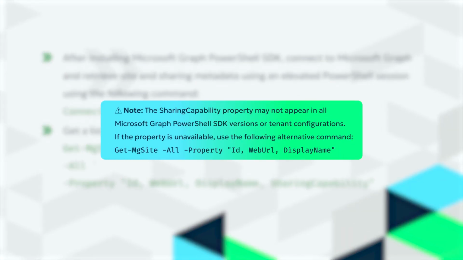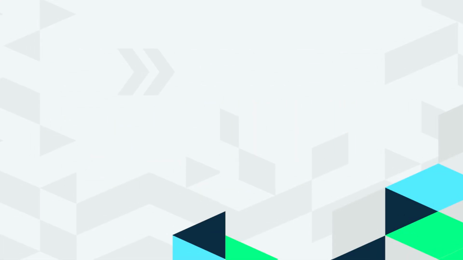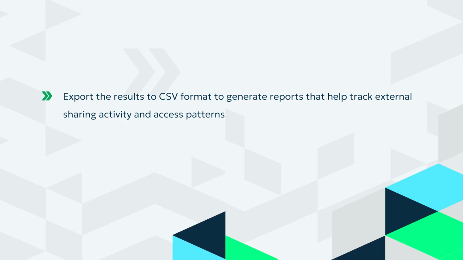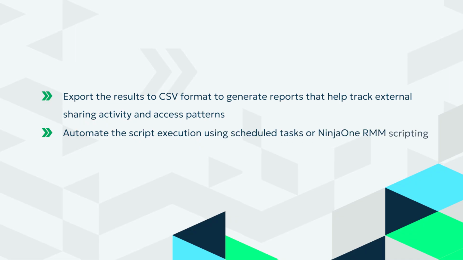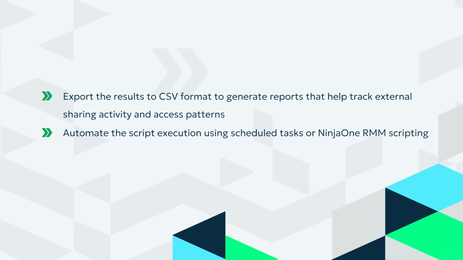Note: the sharing capability property may not appear in all Microsoft Graph PowerShell SDK versions or tenant configurations. If the property is unavailable, use the following alternative command. Optionally, export the results to CSV format to generate reports that help track external sharing activity and access patterns. Finally, automate the script execution using scheduled tasks or NinjaOne RMM scripting.